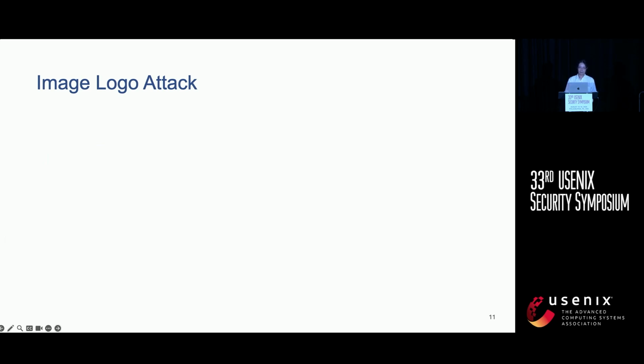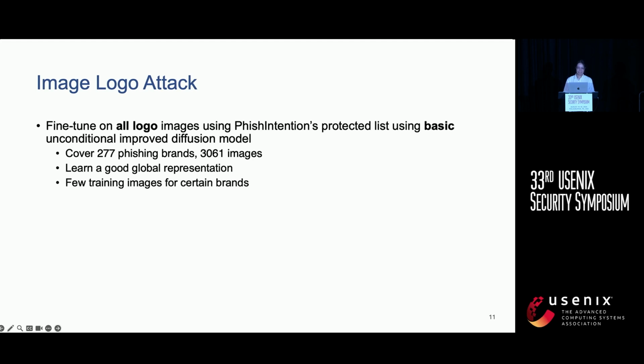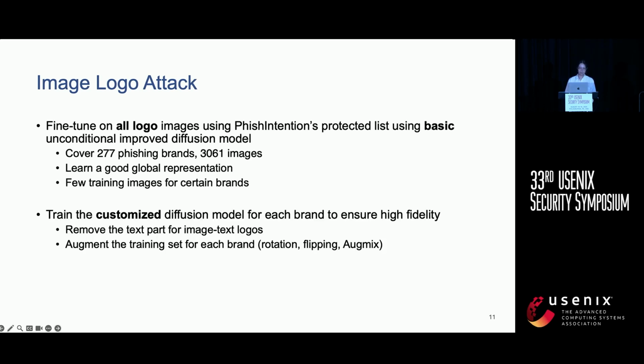Some concrete steps of the image logo attack: we're gonna fine-tune the basic improved diffusion model using all logo images from the protected list. This covers 277 phishing brands and over 3,000 logo images. We did this fine-tuning to make sure we can learn a very good global representation for all the logo images, because for certain brands, we have very few training examples.